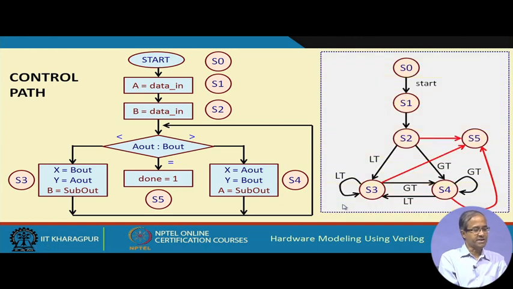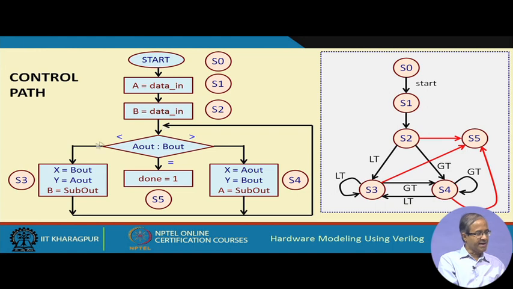In terms of the state transitions, we can depict this like this, starting from S0. Whenever start is activated, we go to S1, then to S2. From S2, depending on the condition, there are 3 conditions. If it is less than, we go to state S3; if it is greater than, to S4; if it is equal, it goes to S5. The red arrows indicate the equal to conditions. Similarly, after S3 you again go back, like this.